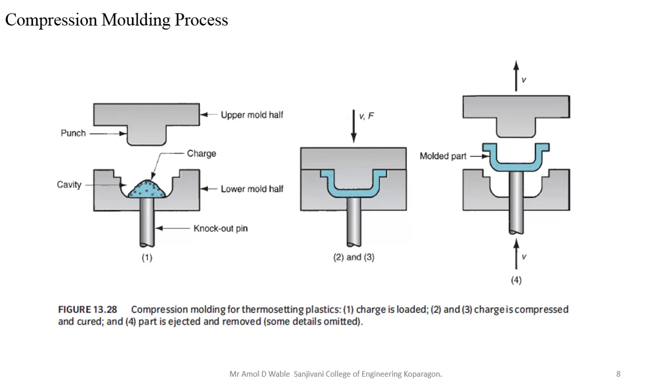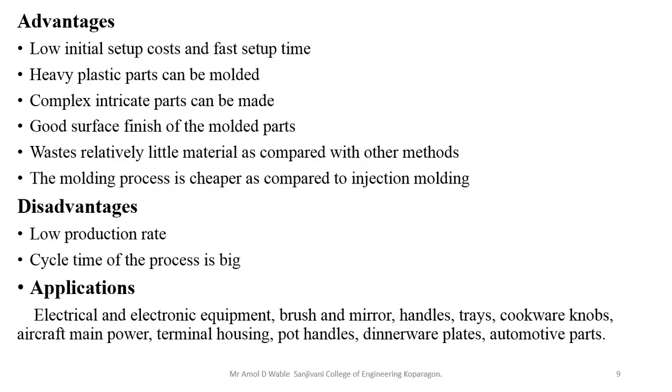So let us see the advantages: low initial setup cost and fast setup time. Heavy plastic parts can be molded, complex intricate parts can be made, good surface finishing of the molded parts, and relatively little material is wasted as compared with other methods, so wastage will be less. The molding process is cheaper as compared to injection molding. Disadvantages: low production rate and the cycle time of the process is long.